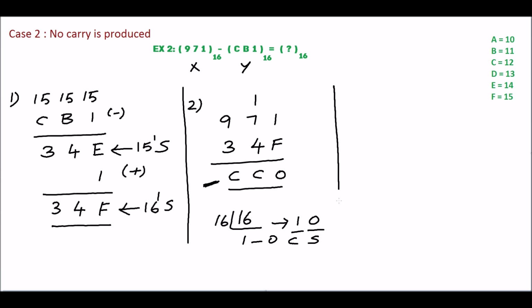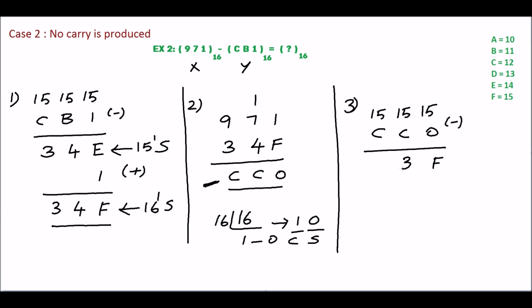So take the 16's complement for the sum. First find the 15's complement. Subtract the digits from 15. 15 minus 0 is 15, which is equivalent of F. 15 minus C, C is 12, so 3. 3, 3, F is the 15's complement. Add 1 to this. F is 15. 15 plus 1 is 16.